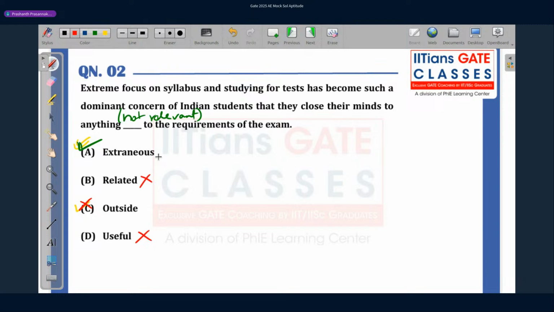Extreme focus on syllabus and studying for tests has become such a concern of Indian students that they close their minds to anything outside to the requirements. See, outside to the requirements, it's not really sitting well. Okay, Saurabh? The correct one is extraneous.